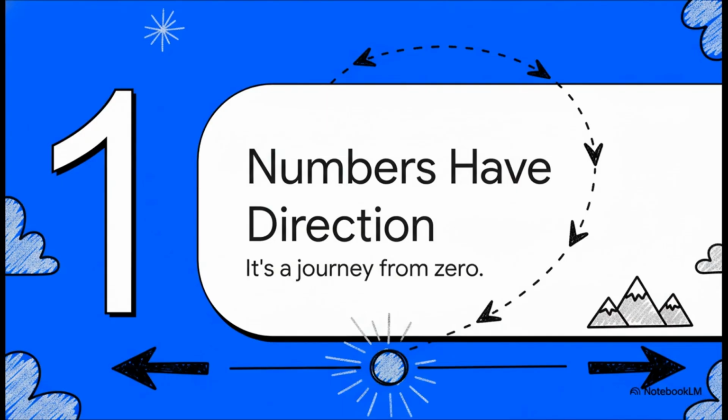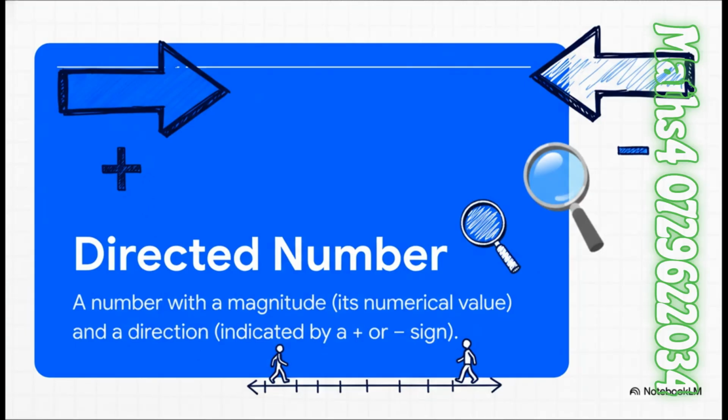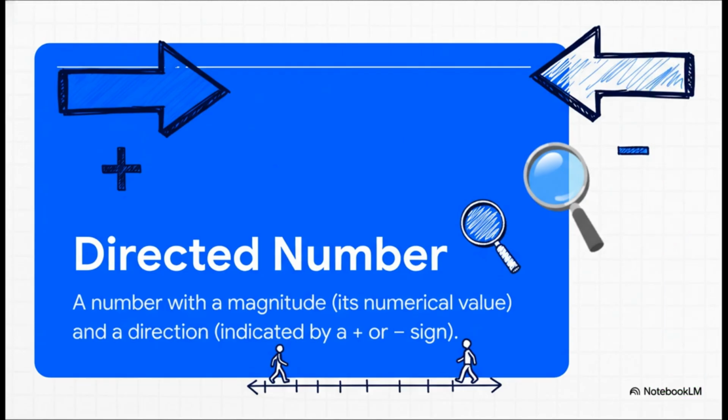All right, so the very first big idea you have to get your head around is this. Numbers aren't just about how much of something you have, they're also about which way you're going. Think of every number as a journey starting from 0. So this is the official definition. A directed number has two parts. The first is its magnitude. That's just its plain old numerical value, like 5 or 10. The second part is its direction. And that's what that little plus or minus sign is telling us. It's basically a command. Go right for positive, or go left for negative.